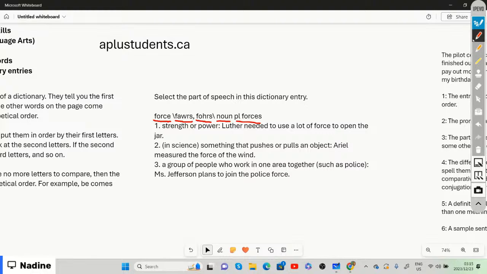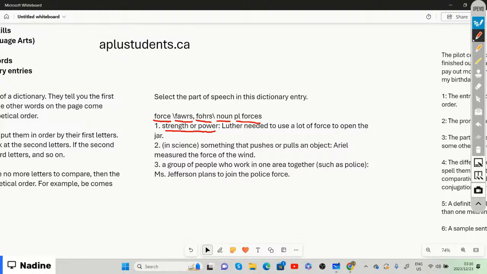So now the meaning of force is, for example, the first one is strength or power. And then they'll also give you a sentence to go with that. So, Luther needed to use a lot of force to open the jar. And the sentence makes it easier for you to understand the meaning of that specific word. Because if you're just thinking of strength and power, sometimes it doesn't really make sense.